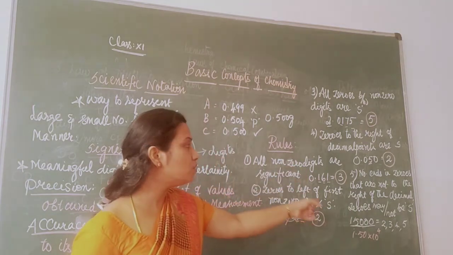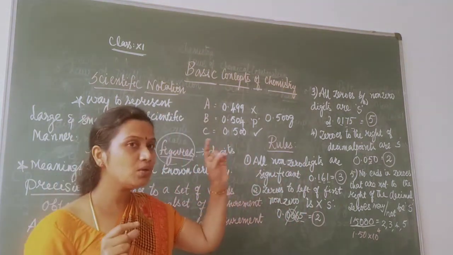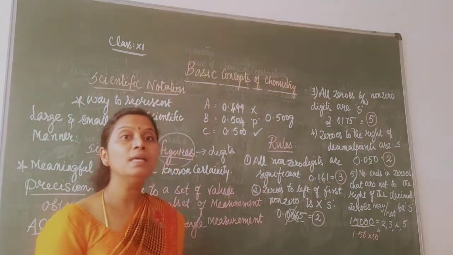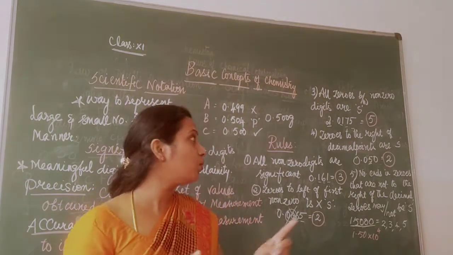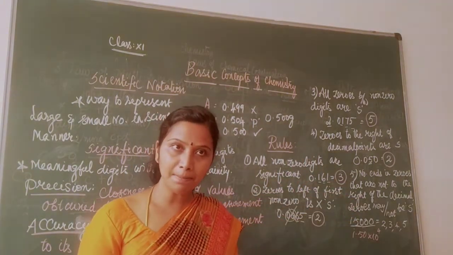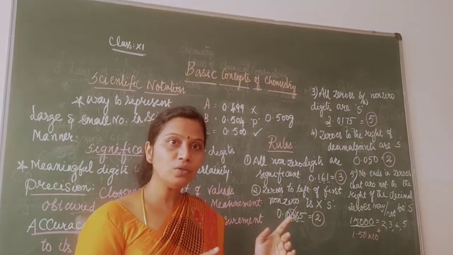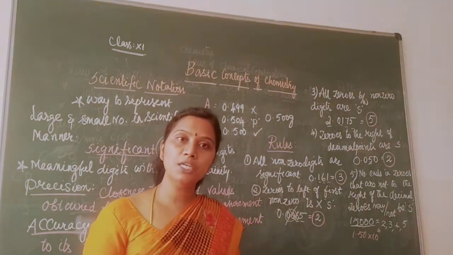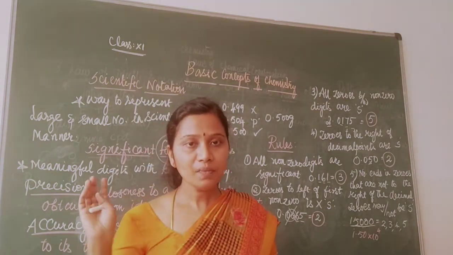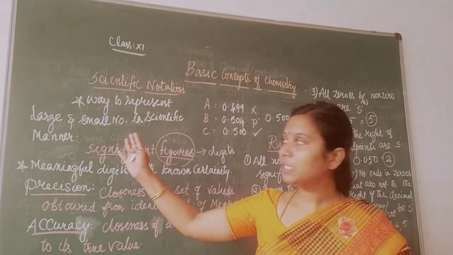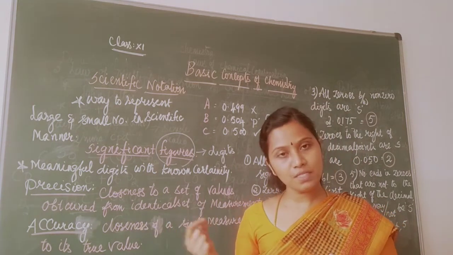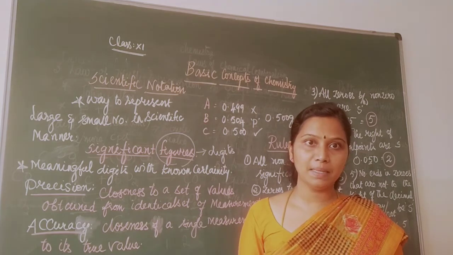So let me sum up the rules for writing significant figures. All non-zero digits are significant. Zero to the left of the first non-zero digit is not significant. Zero which is present between non-zero digits is significant. Zero to the right of the decimal is significant. And any number which ends in 0 that is not to the right of the decimal, you should consider the 0 may be significant or may not be significant. For that I have shown an example. So in today's session we have seen what is scientific notation, what is significant figures, what are the rules to write significant figures, and what is precision and what is accuracy, with examples. Thank you, students.